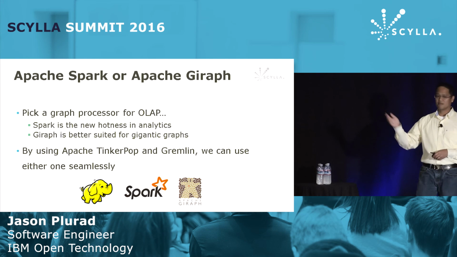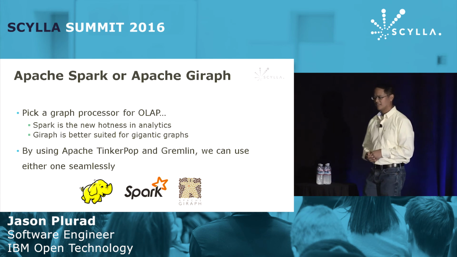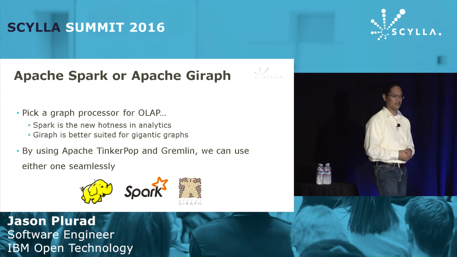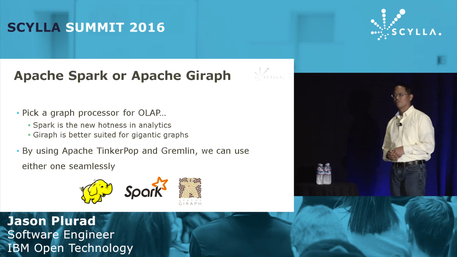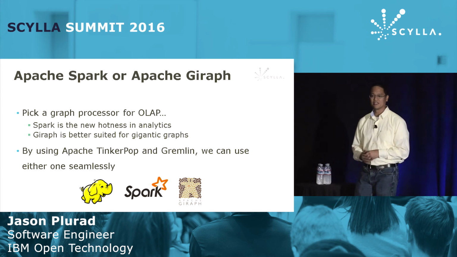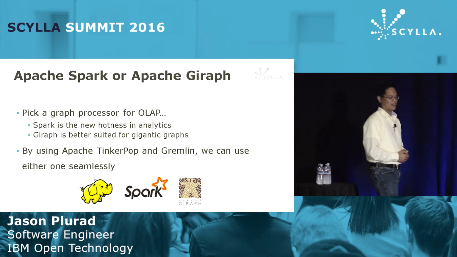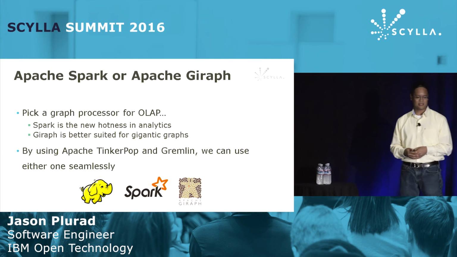Giraph came out of Facebook, actually, and it's still out there. And in some cases, it can work out better for your graph application, especially if you have a large graph. Apache Giraph is built on top of MapReduce, so you have that upfront cost of creating the MapReduce job. But if you have a huge graph, that upfront cost is amortized.